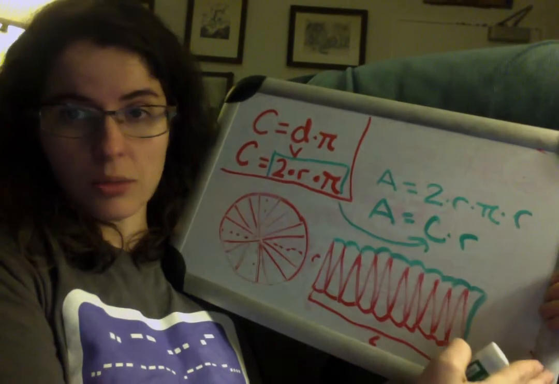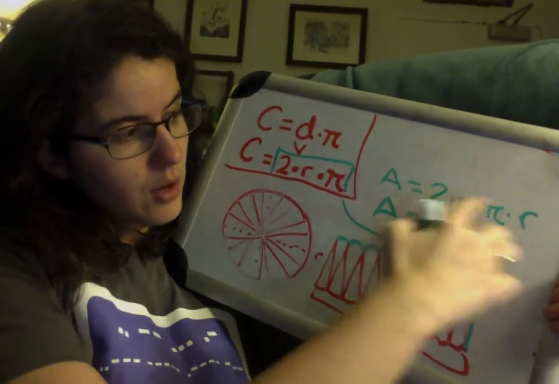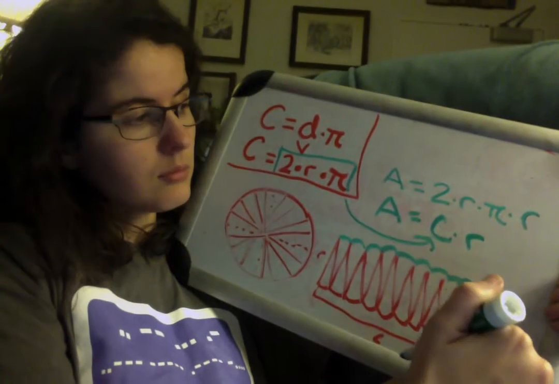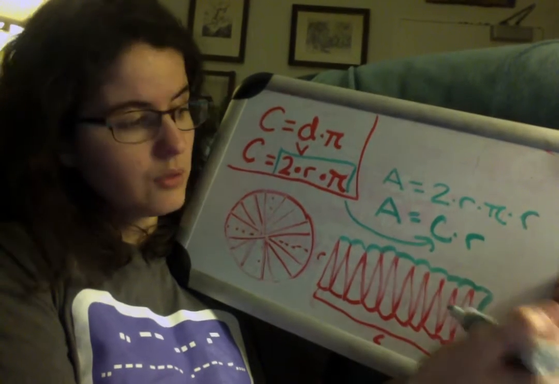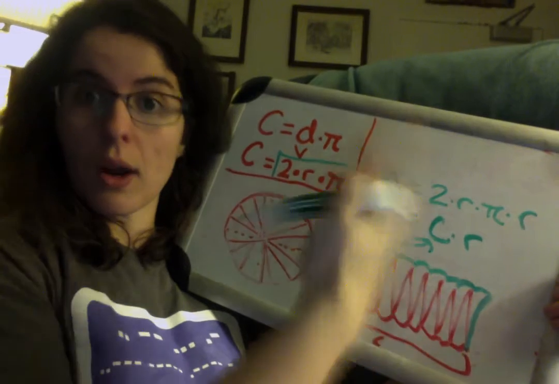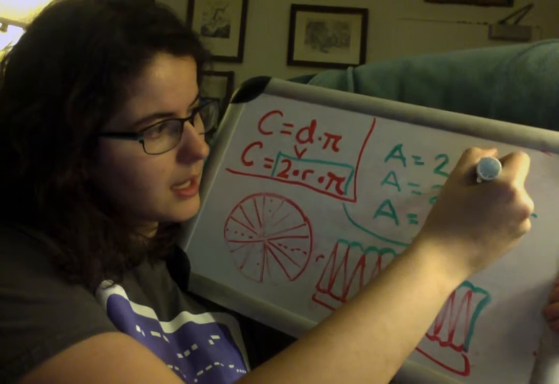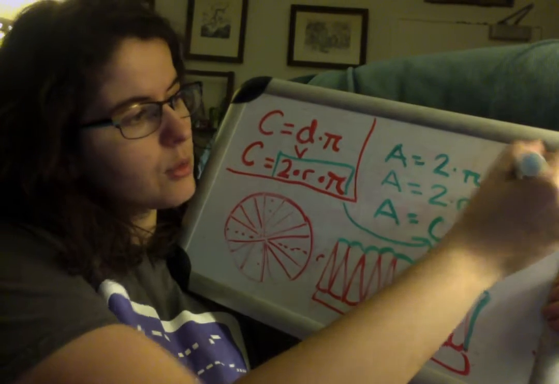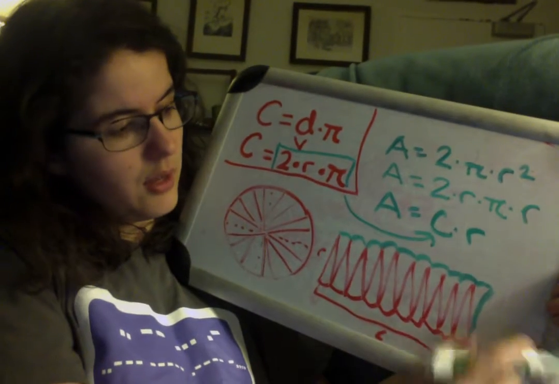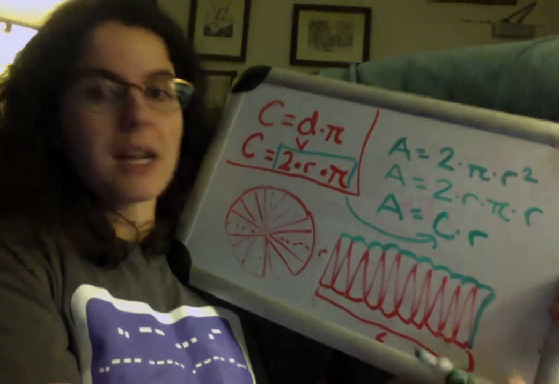See anything that you can simplify there? Well, I have r times r. Any number times itself, you can write that as r squared. So 2 times pi times r squared is going to be the area of this doubled figure. But that's not my circle.